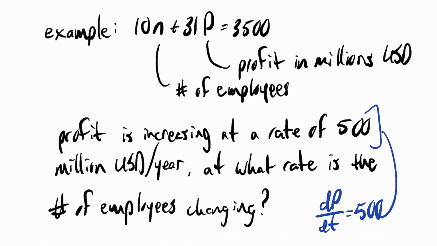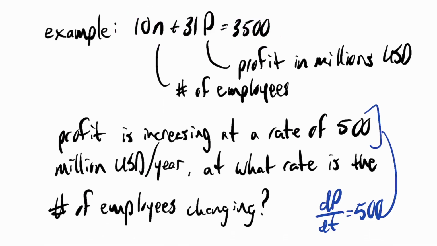So in order to determine at what rate the number of employees is changing, I need to apply d dt to both sides of this equation. I have an equation that relates the number of employees and the amount of profit. If I find the derivative with respect to time, then I'll find an equation that relates the change in the number of employees with the change in the amount of profit.